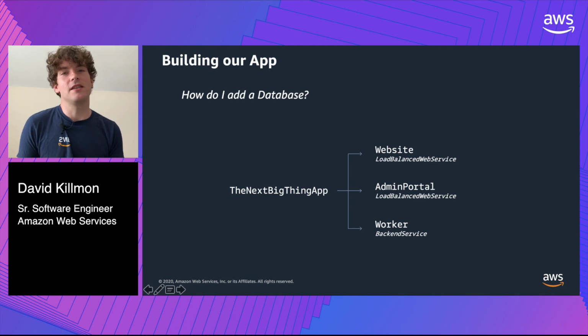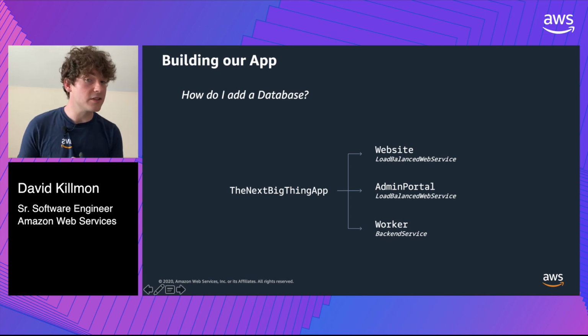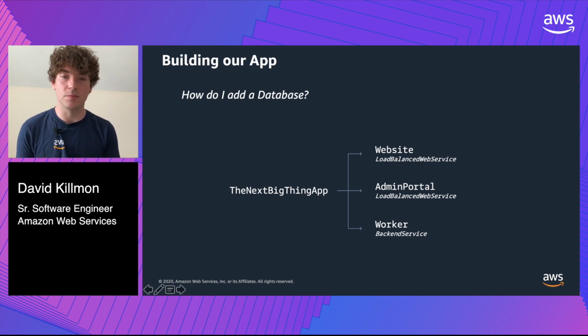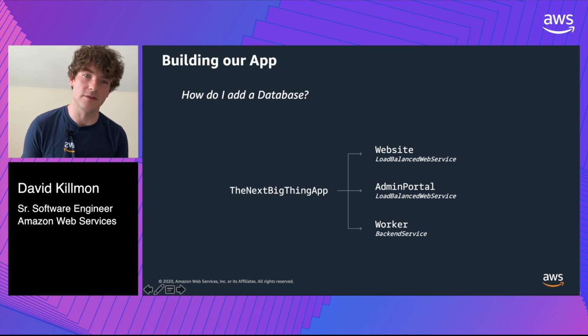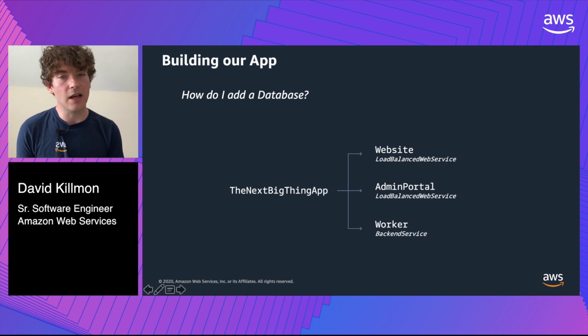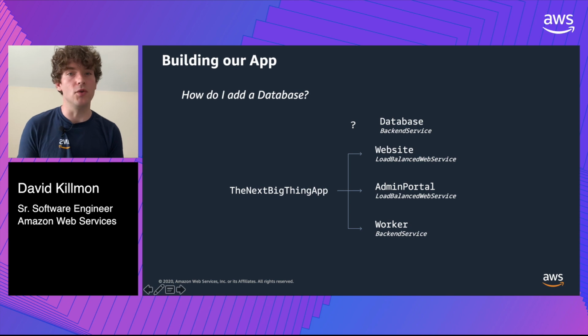So another question that you might have is, how do I add a database to this application? We have service discovery, we're able to spin up new services super easily, and we have different teams working on different services. But how do I add a database to my website service or something like that? Well, a really common pattern is maybe spinning up a new service. You could totally spin up a backend service for your database that's running some database software, maybe Cassandra or something like that, and it would work.